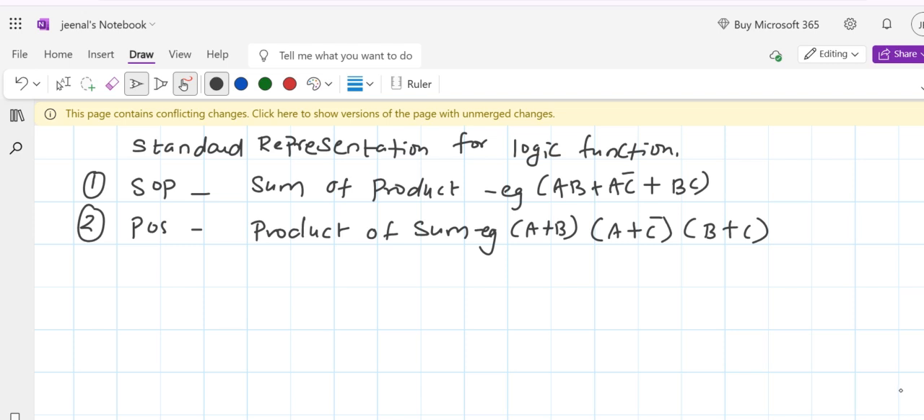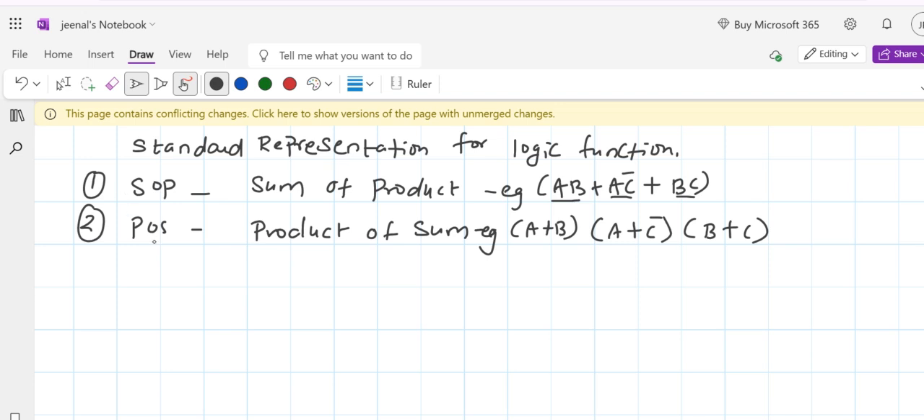In this video, we'll be seeing standard representations for logic functions. Functions are represented in the form of equations, and there are two standard ways of representing those equations. The very first one is called SOP, which stands for sum of product. You can see an example here. AB is a product, AC bar is a product, BC is a product, and there is a sum between these products, and hence it is called sum of products.